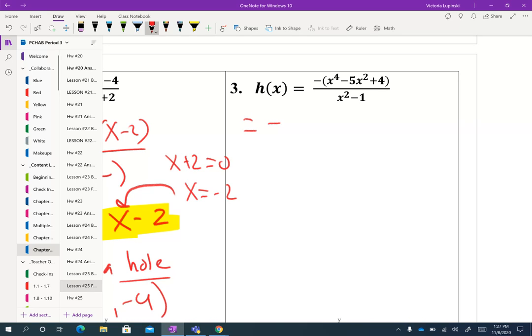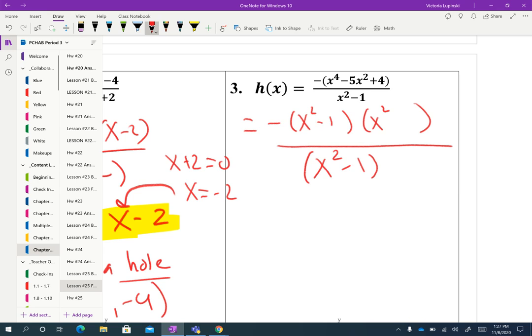So the negative that's there has to remain. And then how would you factor x to the 4th minus 5x squared plus 4? Well, instead of factoring it with x and x, you would factor it with x squared and x squared. Remember, that's called quadratic form. How would you get 2 factors of 4 that add up to be -5? That would be -1 and -4.